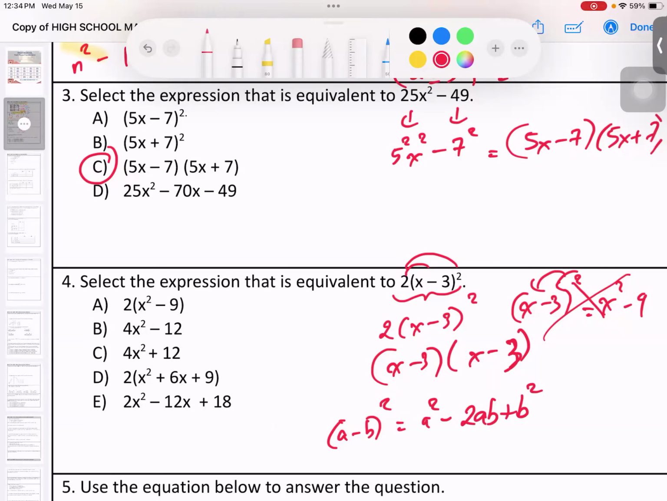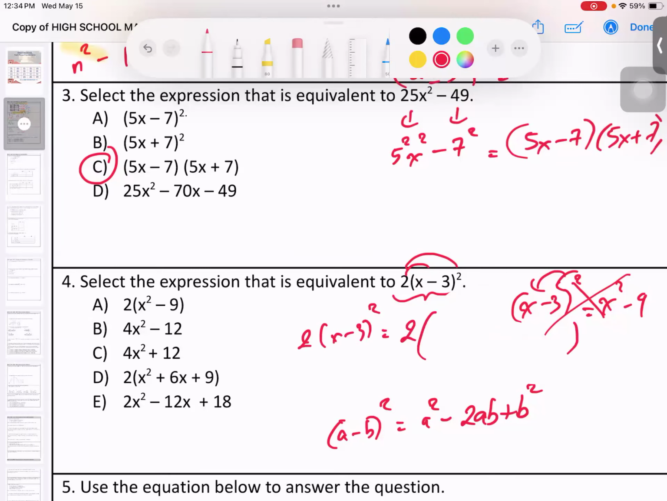Okay, so using that for this x minus 3, what do you have? What do you have inside? X square minus what? 6x plus. Isn't it supposed to be always positive? Always positive. Plus 9. 3 square. Okay.